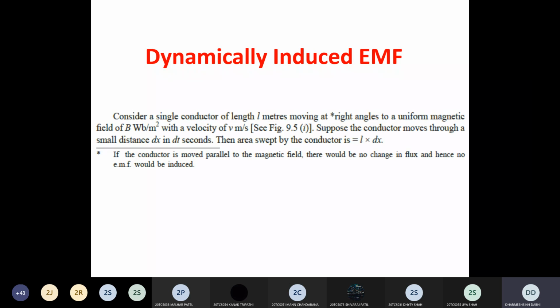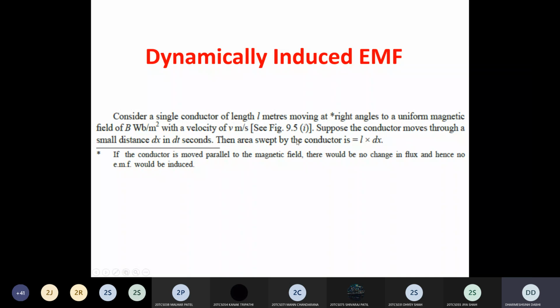As we already discussed, it is called dynamically induced EMF because here the EMF is induced in a movable conductor. So here, a single conductor of length L meter is moving at right angle to the uniform magnetic field, or magnetic flux density B weber per meter square, with a velocity of V meter per second. Suppose the conductor is moved in this magnetic field through a small distance dx in a time of dt second.